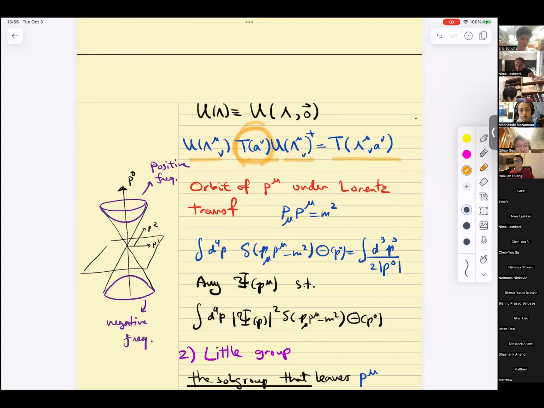But not any four-momentum. You will generate all four-momenta that satisfy this on-shell constraint, right? So there are two constraints here actually. One is the on-shell constraint. If you look at this on-shell constraint in four-momentum space, there will be p^0 and the other p's. This corresponds to two of these hyperboloids. The upper one is positive frequency, the lower one is negative frequency. So we want positive frequency because we want positive energy, right?